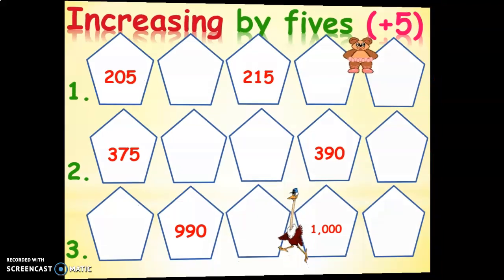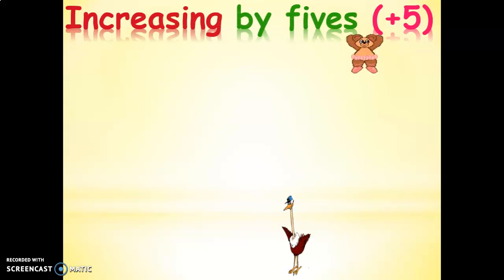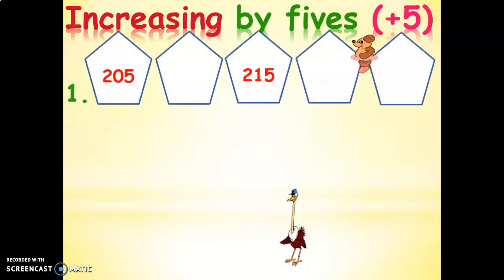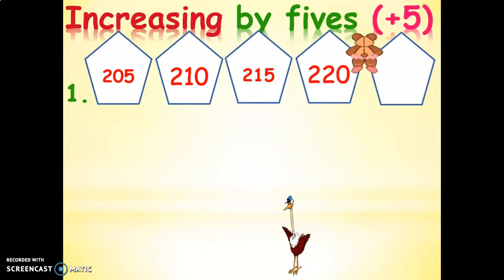And if you are ready, we can now see if you got the answers right. Again, we are doing increasing by 5s. So we simply have to do plus 5. For number 1, starting with 205, plus 5 more will be 210. And then 215. The next number is now 220. And the last answer is 225.